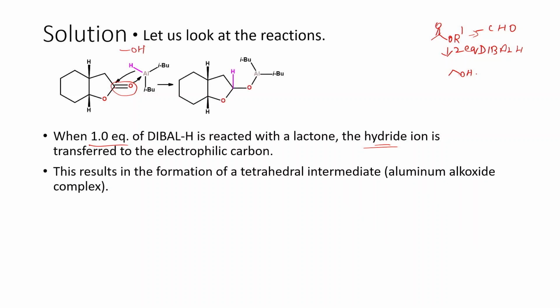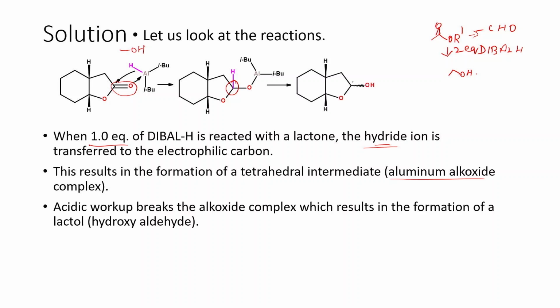So this is the electrophilic carbon, and we have the hydride anion. The hydride ion is transferred to the electrophilic carbon, and the oxygen forms a bond with the aluminium. So we end up with the aluminium alkoxide complex. This is a tetrahedral intermediate that is formed in this reaction. This is the first step, and once the tetrahedral intermediate is formed, it is subjected to acidic workup. At that time, this O-Al bond is broken, and we end up with the corresponding alcohol unit.